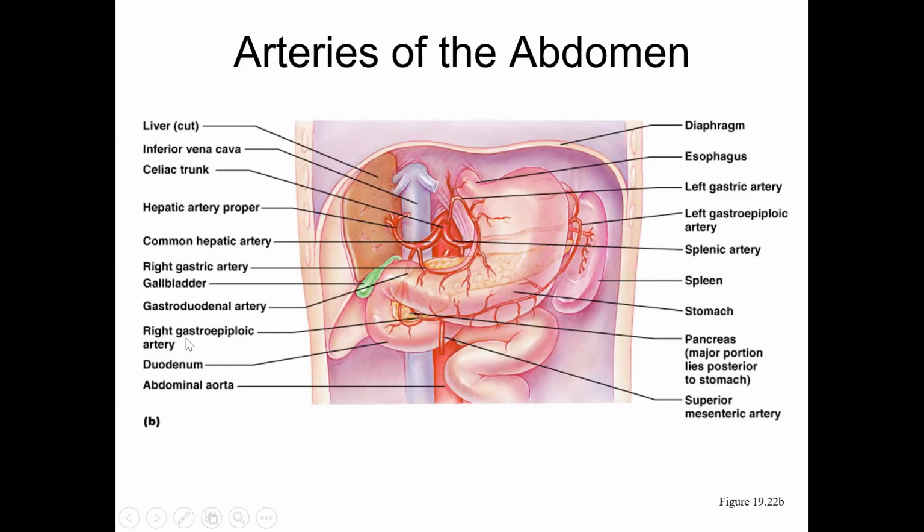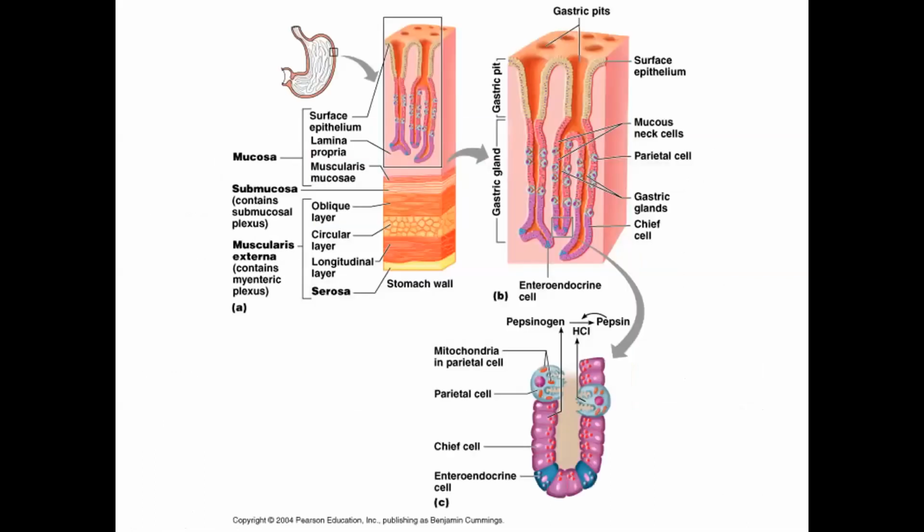So the right gastroepiploic artery is branched out from the gastroduodenal artery. Okay, so I gave you 3 new arteries here. One is gastroduodenal artery. Number 2 is the left gastroepiploic artery. Number 3 is the right gastroepiploic artery. You need to know where they come from, and also you should be able to identify them from the pictures.